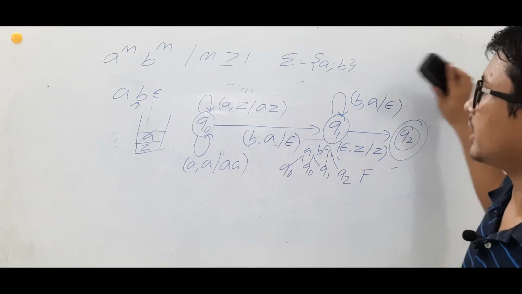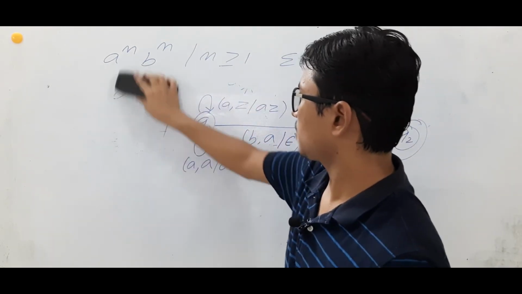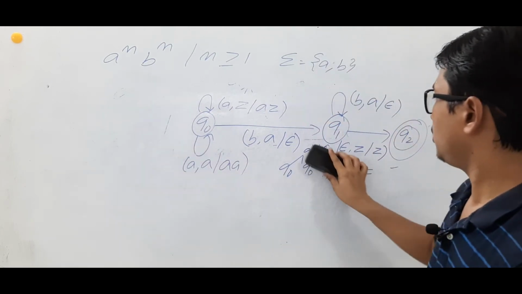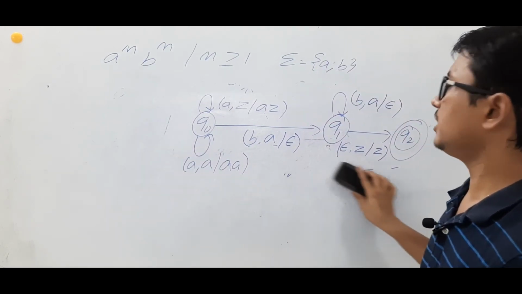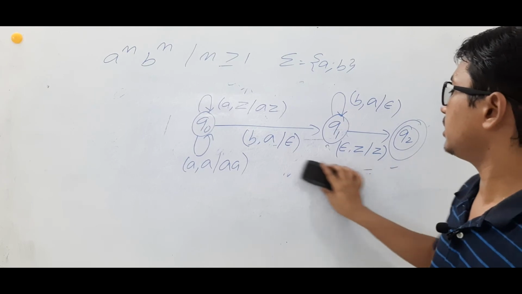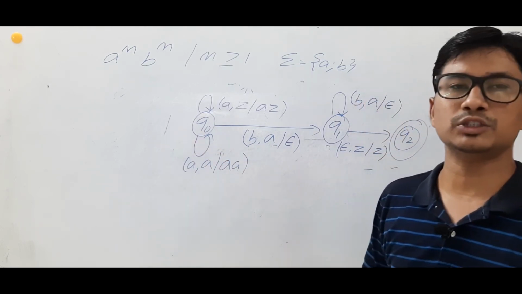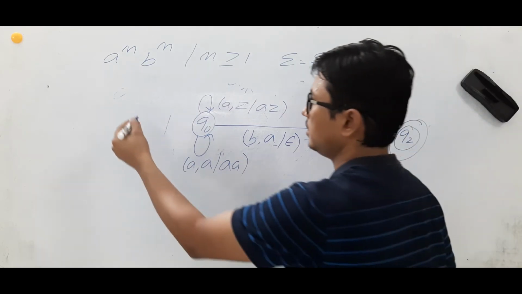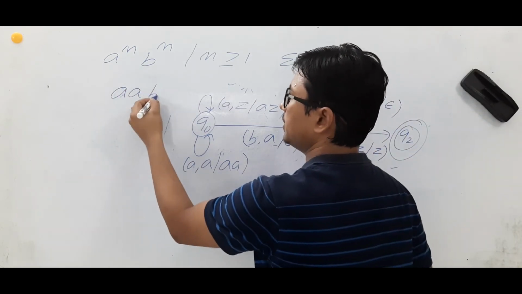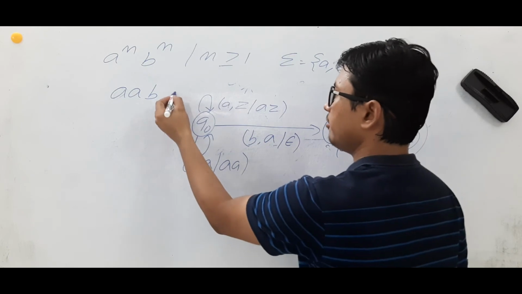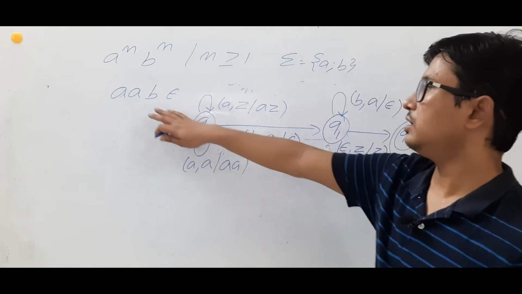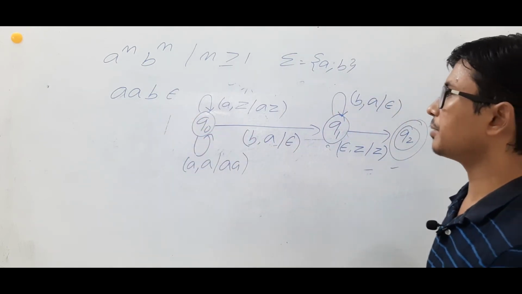Now we will take a counter example. A counter example means a string which does not belong to the given language. If it does not belong to the given language, what should my pushdown automata do? It should not accept it. Let's take AAB, and I will end with an epsilon. This is the string in the input tape.